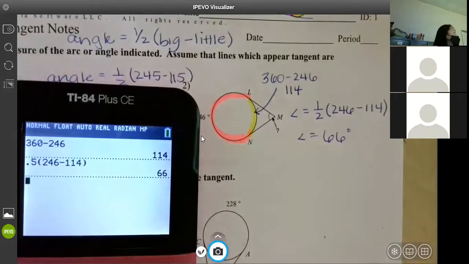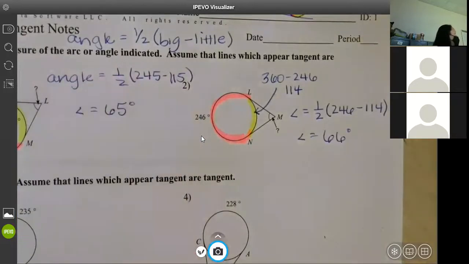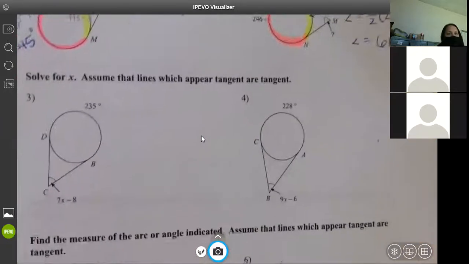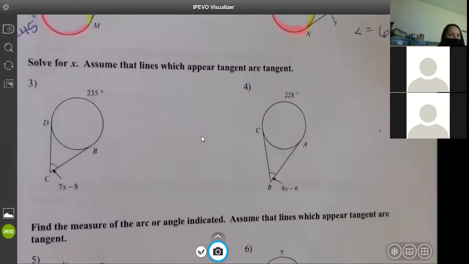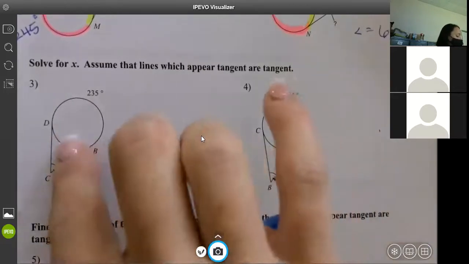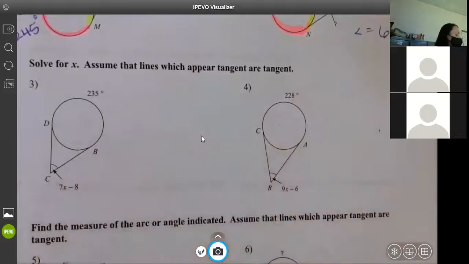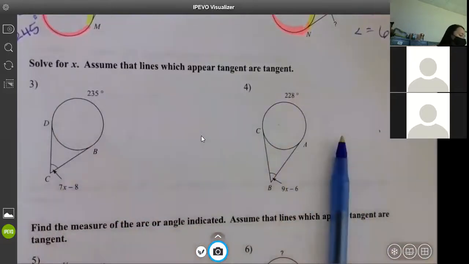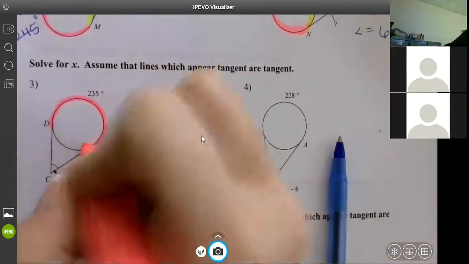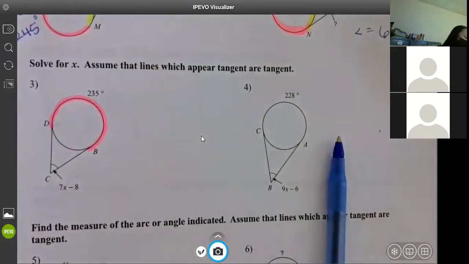And that's it. Okay. And all of these are like that. They get a little bit harder trying to figure out where the arcs are. Same thing on the next one. It just says solve for x. Assume that they're tangent. This time they give you an angle. You still have to find that arc, and you're looking for the angle in x, okay? So same thing. There's nothing different about this problem, just that they give you a different expression for your angle instead of just x.